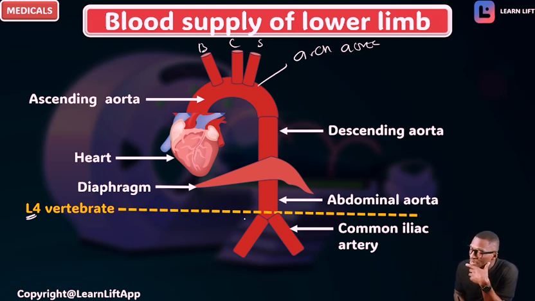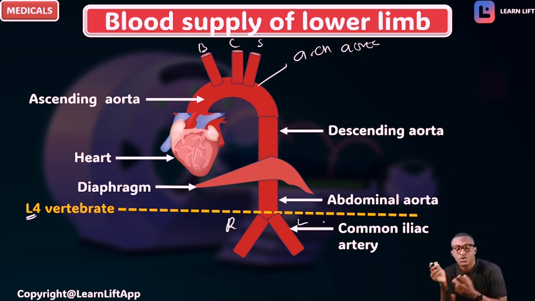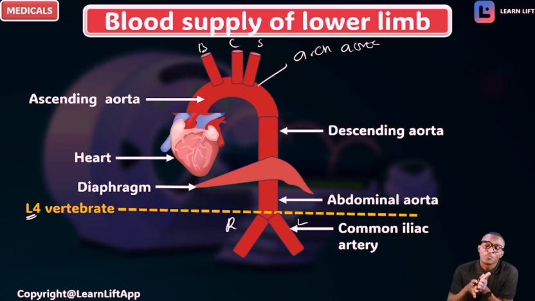So this one will be called the right common iliac artery. This one will be called the left common iliac artery. So we have the right common iliac artery and the left common iliac artery. But from the name, of course, you should know that one is going to the right leg and the other is going to the left leg. Do you understand? So this is actually how blood goes to the lower limb.